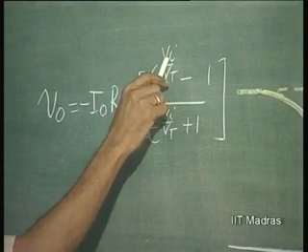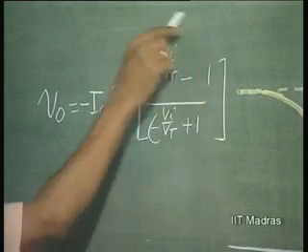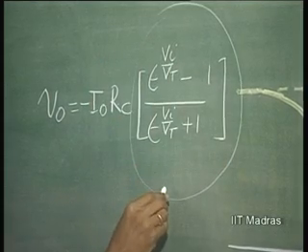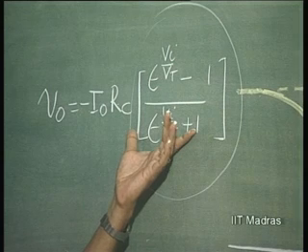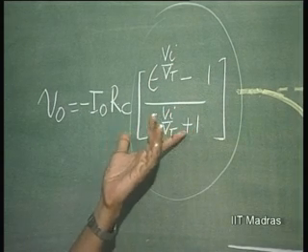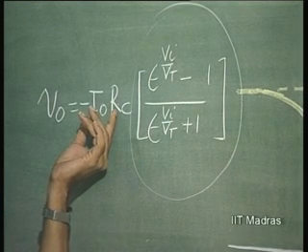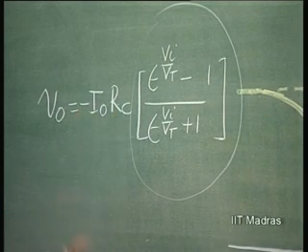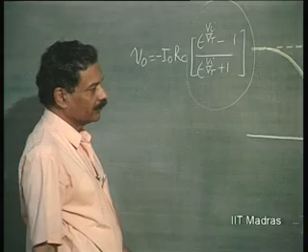For Vi large positive, this 1 will become negligible and this will go to 1. So, this actually switches between plus 1 and minus 1. This is the characteristic of the hyperbolic tan function. And this goes from I0 RC to minus I0 RC, and that is the output swing of a differential amplifier.